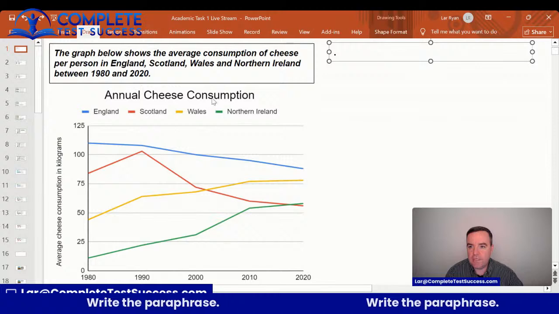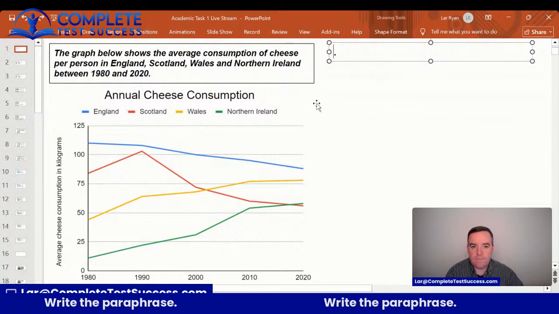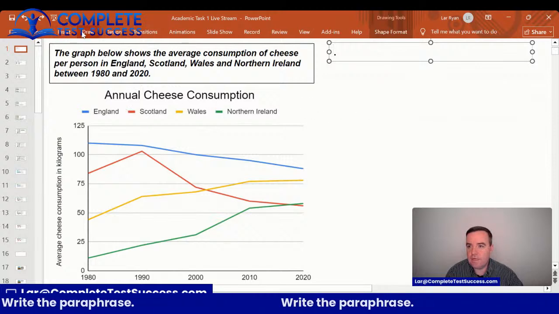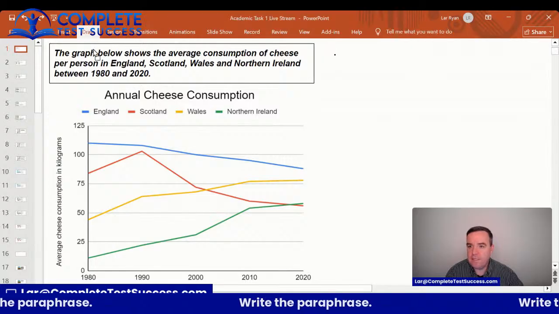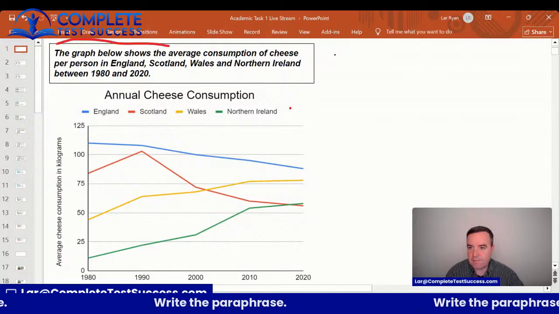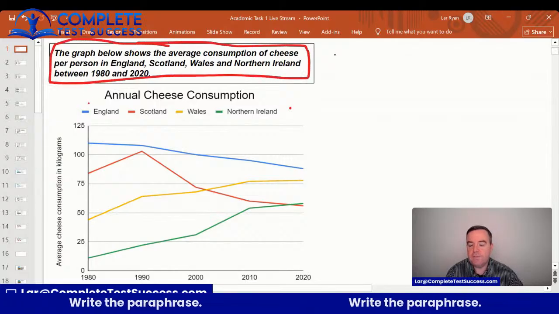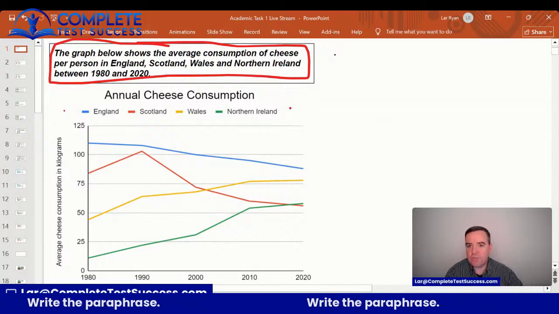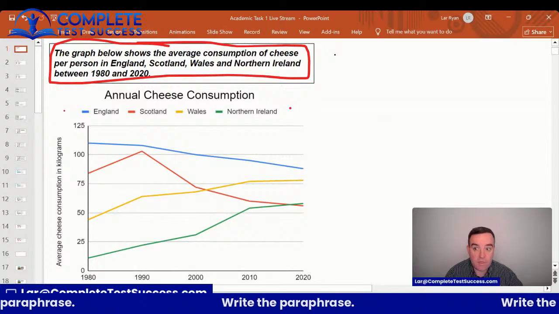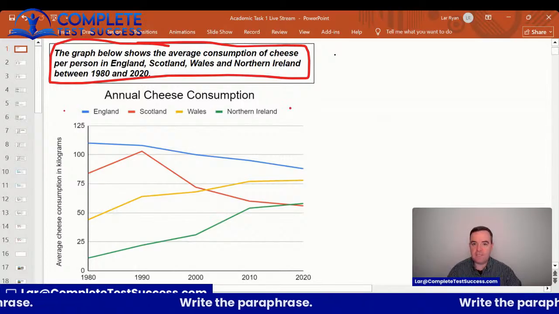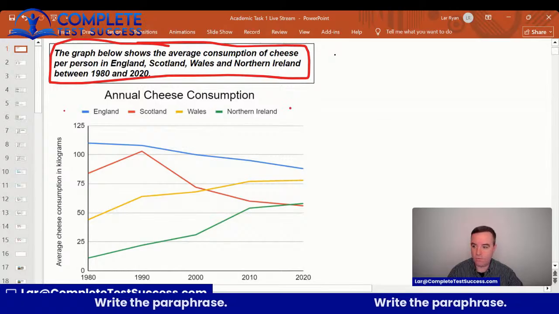To write your paraphrase, you're basically taking the little bit of text which I've covered up here, this bit of text at the top, and you rewrite that in your own words. This one says, the graph below shows the average consumption of cheese per person in England, Scotland, Wales, and Northern Ireland between 1980 and 2020. So what we need to do is rewrite that sentence using our own words.